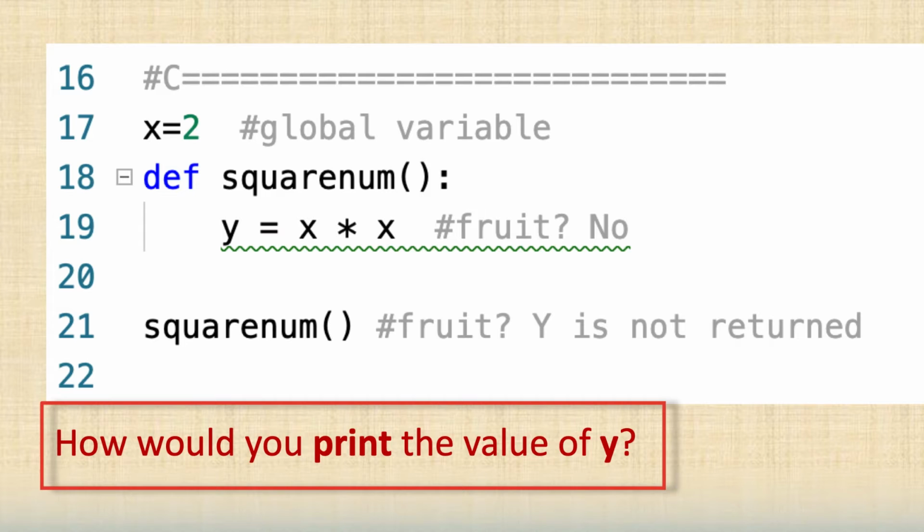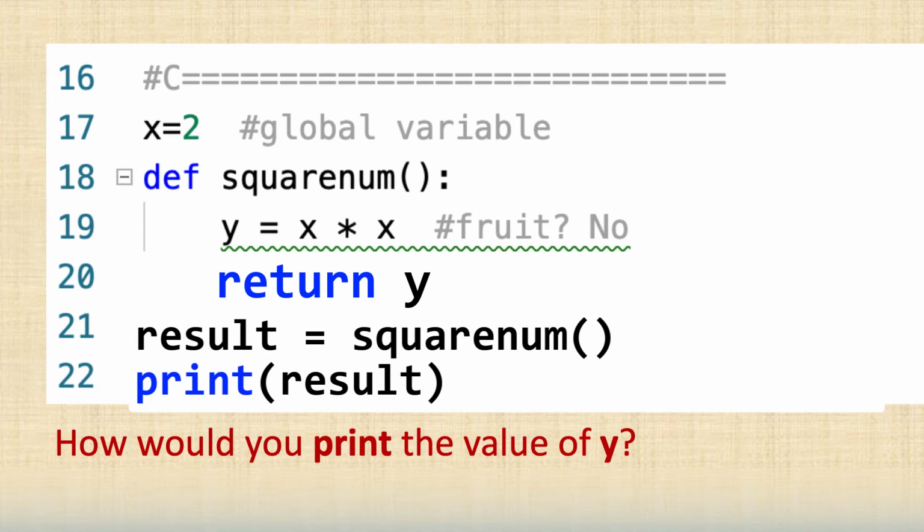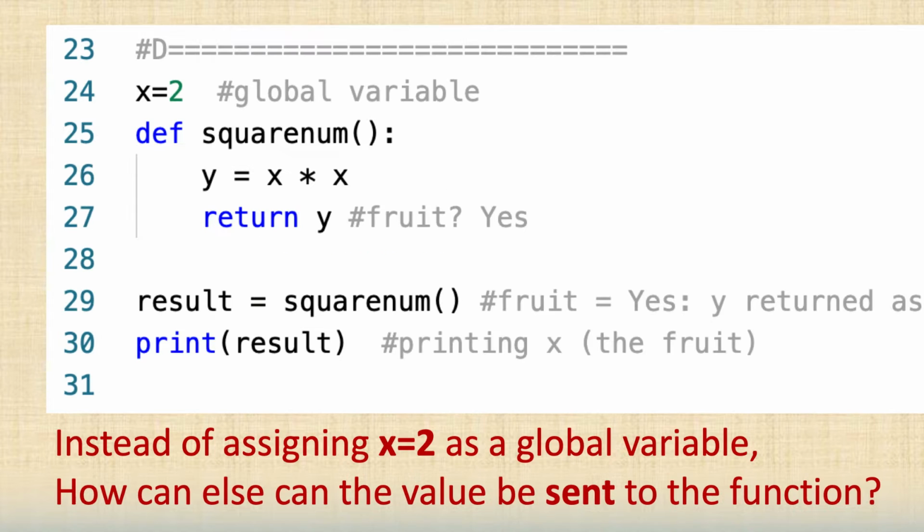Well, in this one, you would basically either have to print y inside the function, and then you would call the function and it would print out y. So you could have print y on the line after y equals x times x. That's one way. Or you could return y. If you returned y, then you could print out the fruit of the function. You could do something like result equals square num, and you could print out the result, and then you'd be printing out the fruit of the function, whatever is returned through y. So there's two ways to do that, and that's how you take care of that.